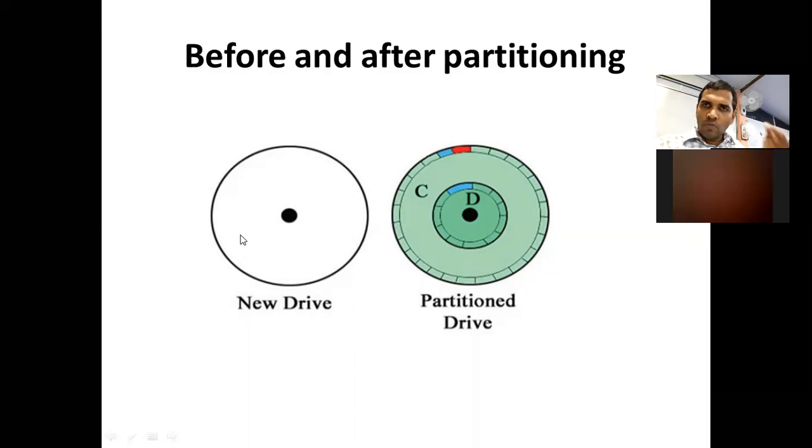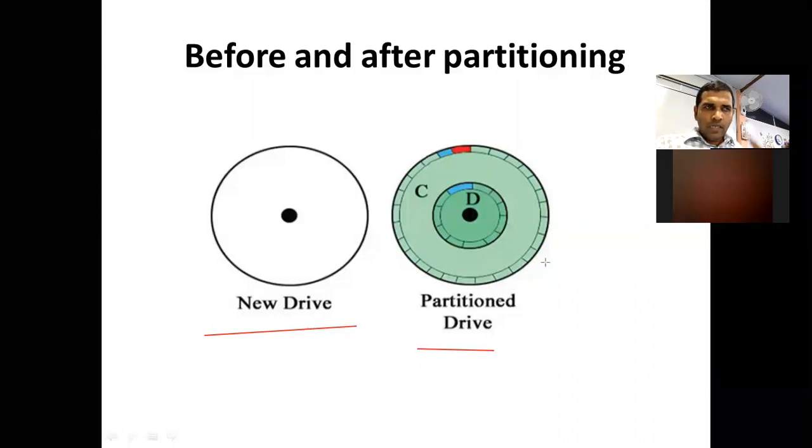So I'm talking about the platter. This is a platter. If it is a new hard disk, your platter looks like this. It's a plain platter. There is no division, or there are no small cells formed. It looks like a plain thing. But when it is partitioned, listen to me. The first one is before partition. This diagram is before partition. But once your hard disk is partitioned, then it looks like this.